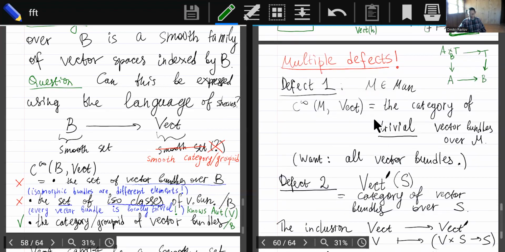because if I compute the category or the groupoid of smooth maps from M to Vect, this will be the category of trivial vector bundles over M. And maybe I should have mentioned a few more details. Why is that the case?